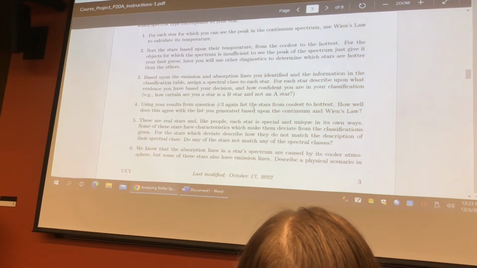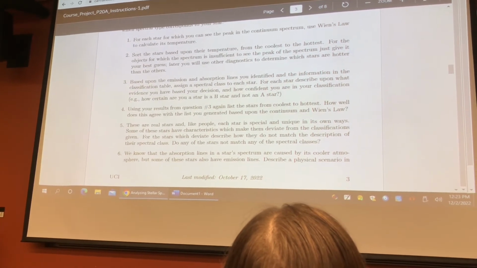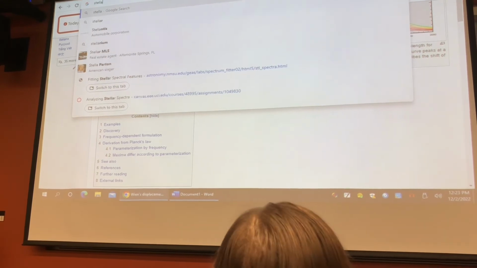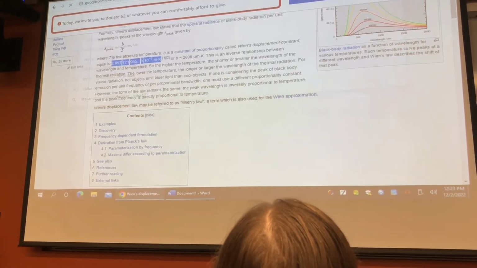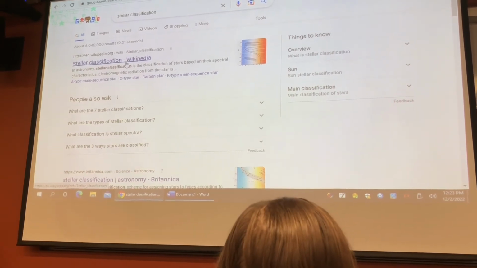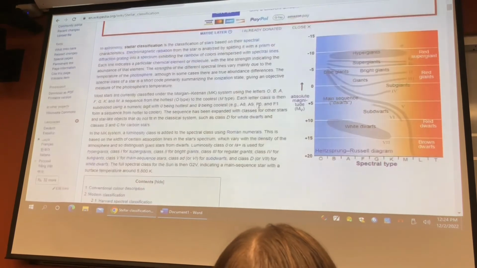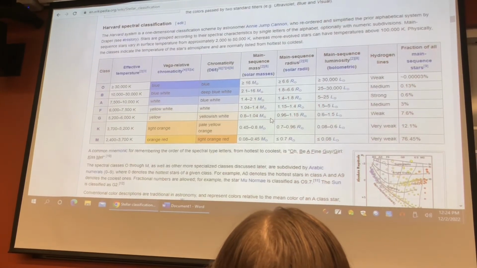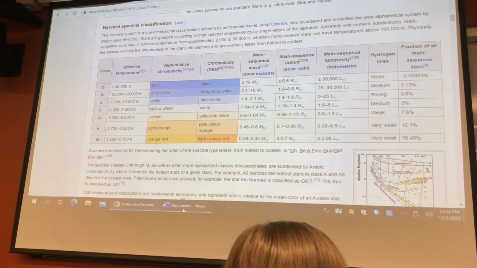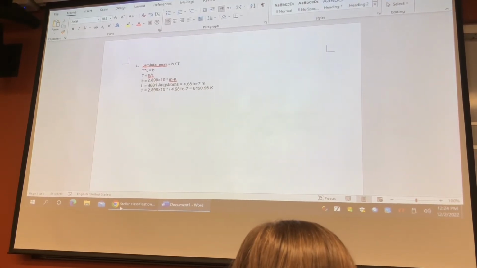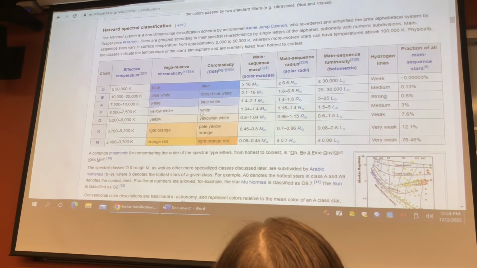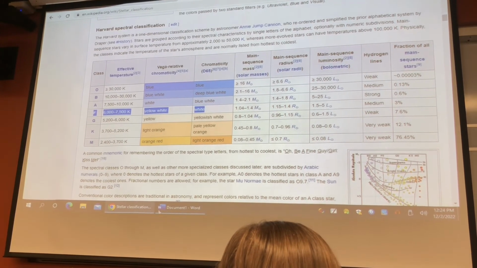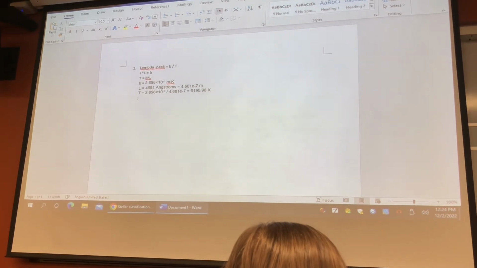Number 3. Okay, so we need to figure out our classification for this star. I'm going to search stellar classification. This is something that we talked a tiny bit about in one of our lectures, but I went through really fast. So again, Wikipedia is awesome. Okay, so now we can take our temperature that we calculated. So our temperature is 6190, and we can match it up to one of the temperature ranges here. So that is going to be this. So this is an F star that we found.